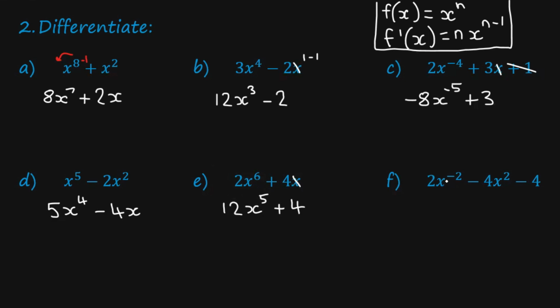Okay, last one, 2x to the power of negative 2 is going to be minus 4x, and then minus 2 minus 1 is going to be minus 3. And we've got minus 4x squared, it will become minus 8x. And then we've got a minus 4 here, so we can just disregard that. Okay, so the final answer is minus 4x to the negative 3 minus 8x.